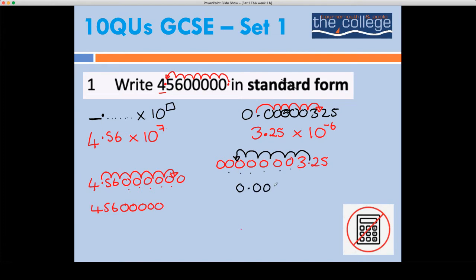So 0.1, and then the 3, 2, 5 goes on the end. So that has now gone from a standard form number to an ordinary number. So you can see we're back where we started from. 1, 2, 3, 4, 5. 1, 2, 3, 4, 5. Always count the zeros. Always do the loops to help yourself out.